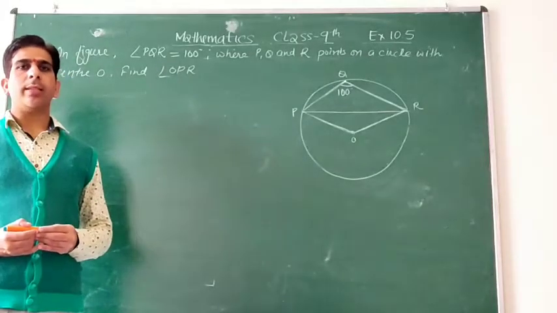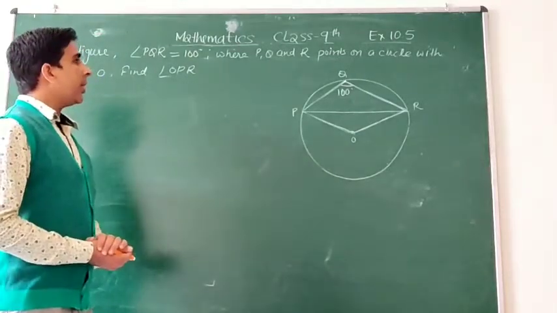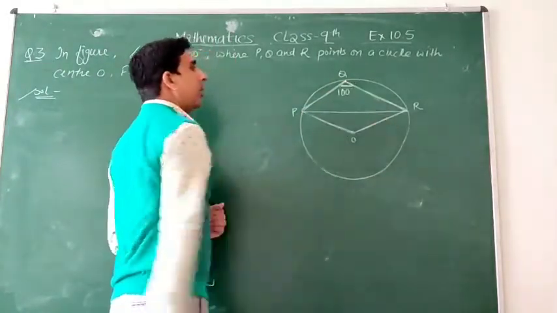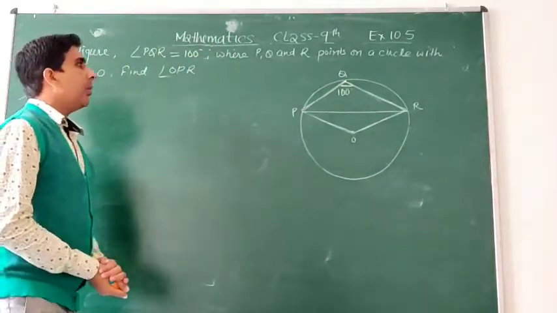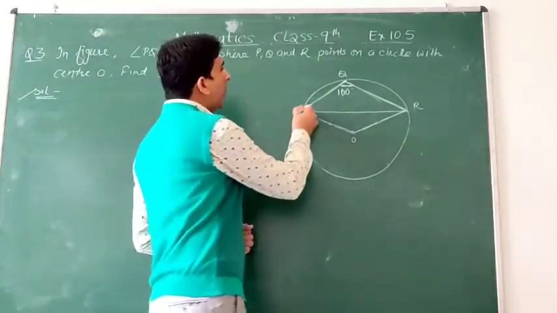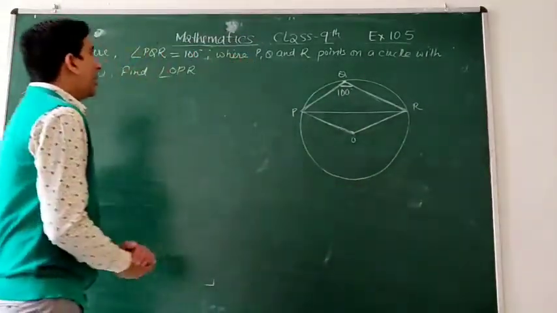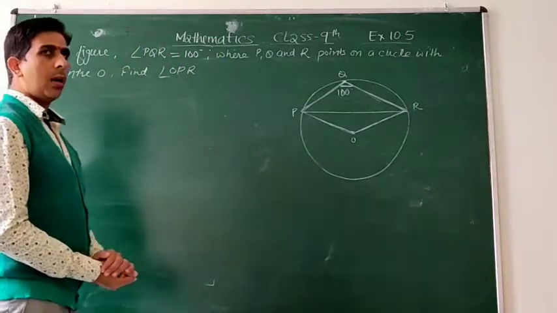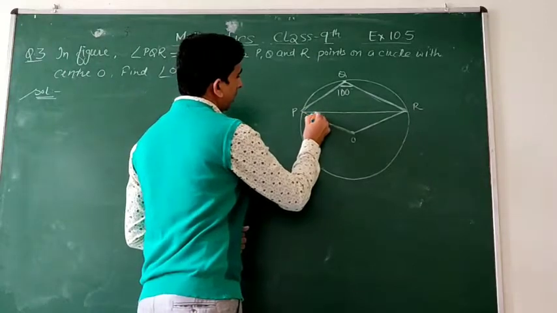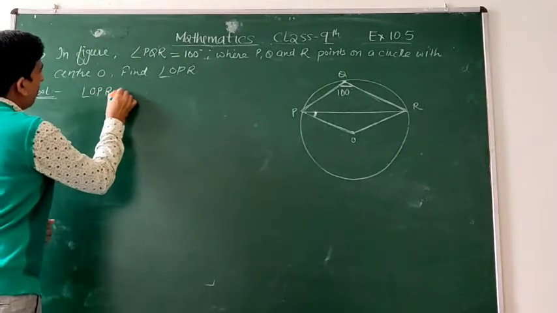The third sum of exercise 10.5 is, in the figure angle PQR is 100 degrees, where P, Q, R are points on the circle with center O. Then we have to find angle OPR. Where is OPR? We have to find this angle, right? We have to find angle OPR.